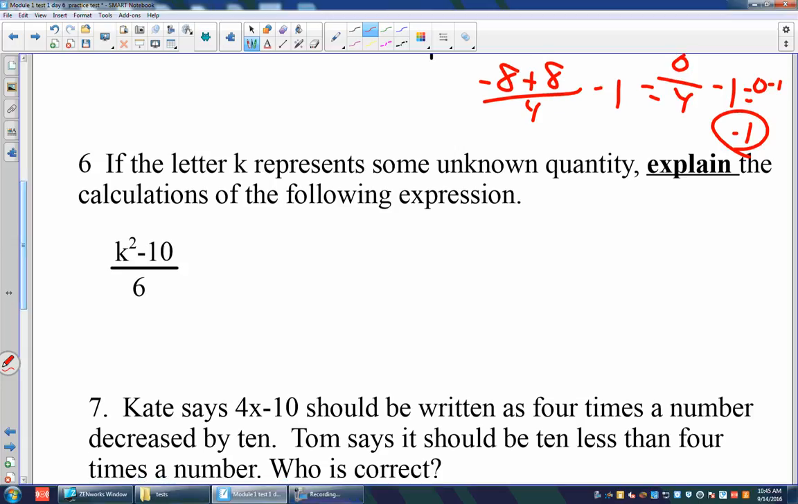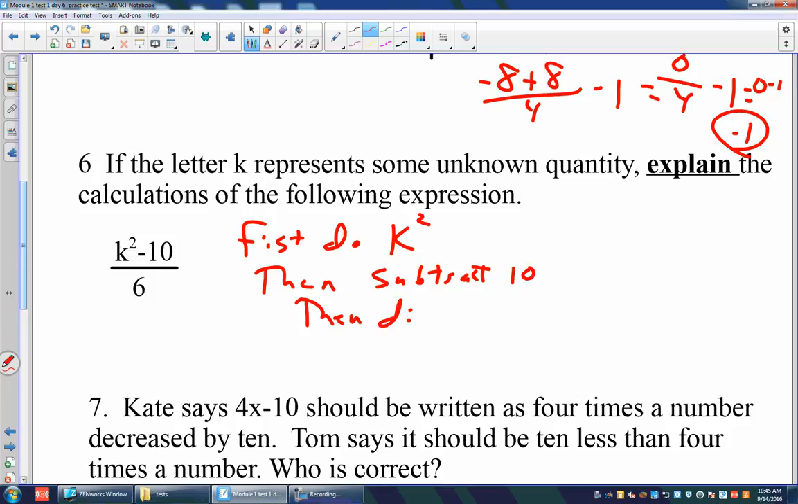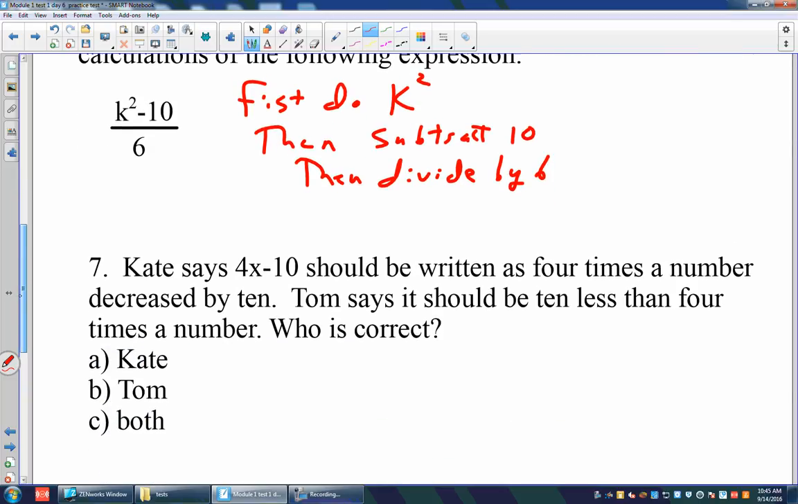If the letter K represents some unknown quantity, explain the calculations. Explain means write in words. Explain the calculations. First do K squared. Then subtract 10. Then divide by 6. Write it in words. Explain means write in words.